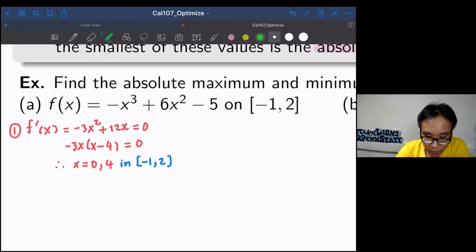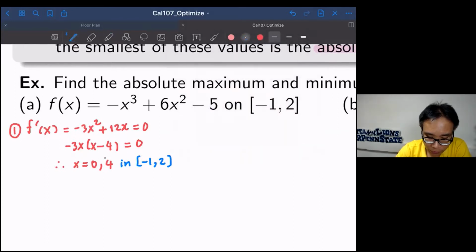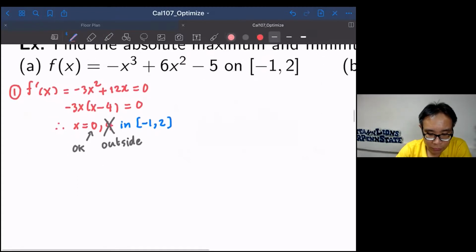So in this case, you're not going to use 4. This one is okay, and this one is outside this interval. Okay, so this one will be your step 1.